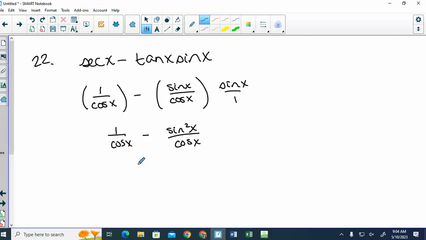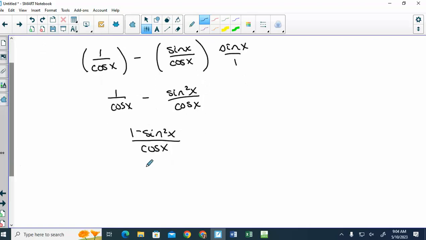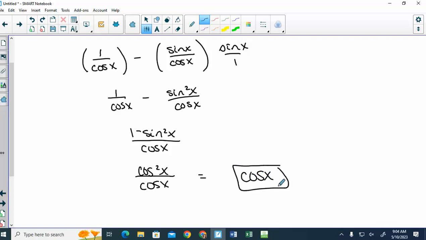Because these have the same denominator, we can put them together in one big fraction. And then 1 minus sine squared x is equal to cosine squared x. And so since it's divided by cosine x, it gets rid of one of them, so then we just have cosine x. Is that okay?